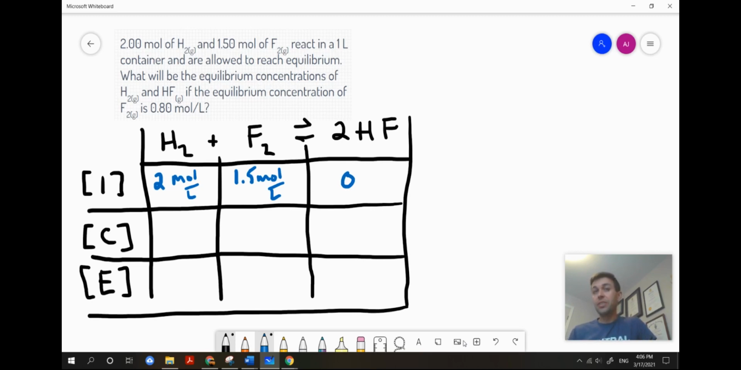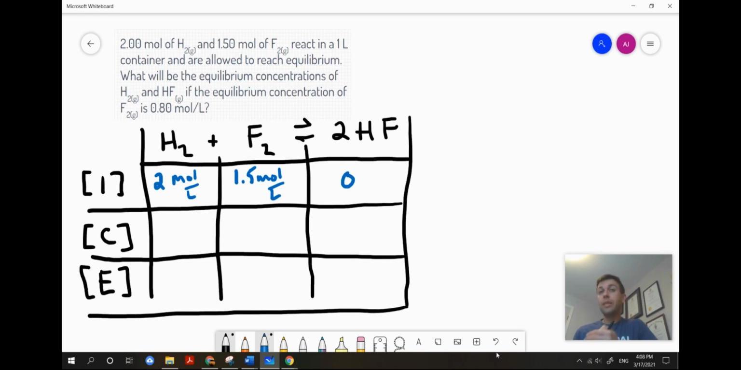The other concentration that's given to us is the equilibrium concentration of fluorine. I'm going to leave that out for now because first I want to address the change. Chemical systems at equilibrium involve incomplete reactions, which means that not all of the hydrogen and fluorine are going to be converted to hydrogen fluoride. We just don't know how much is going to be left over at the end. What we do know is that they are always going to react according to the balanced chemical equation. For every 1 mole of hydrogen which reacts, 1 mole of fluorine will react, and that'll produce 2 moles of hydrogen fluoride.